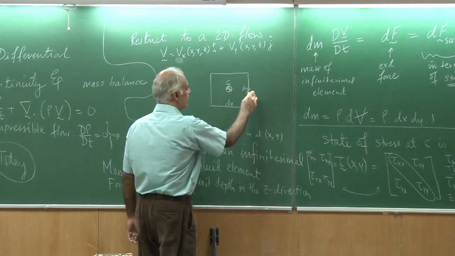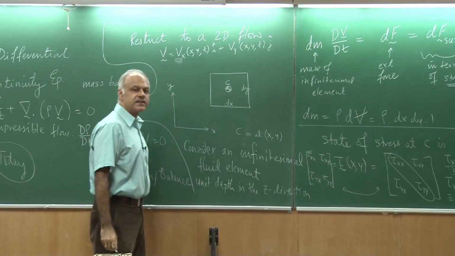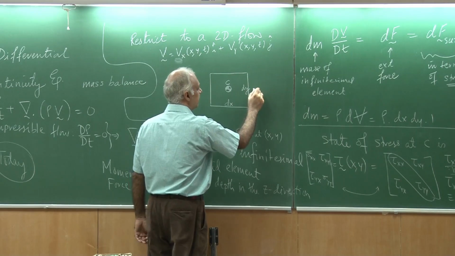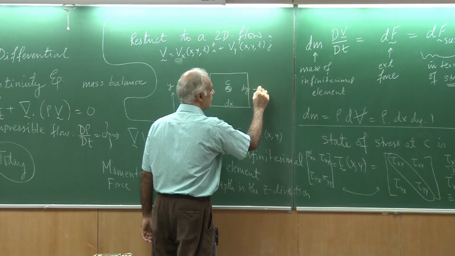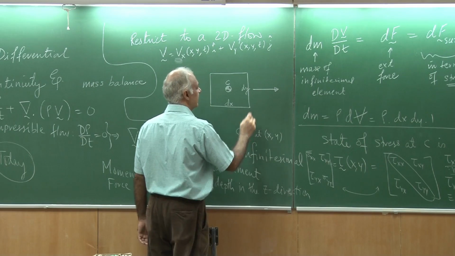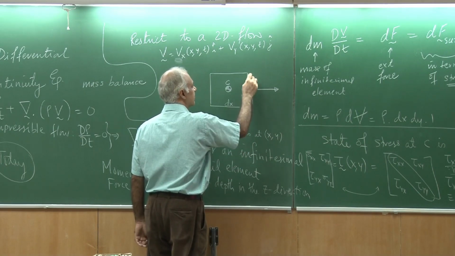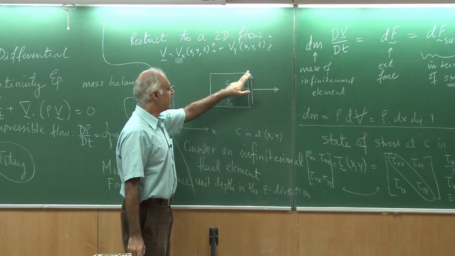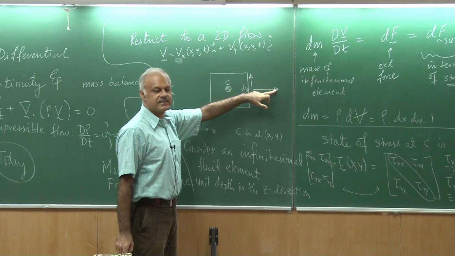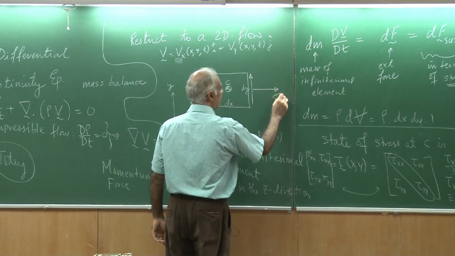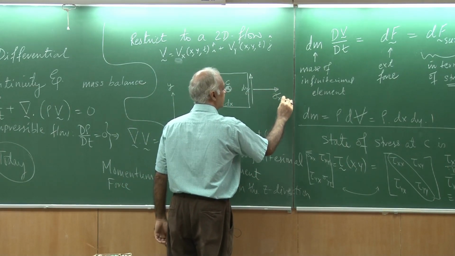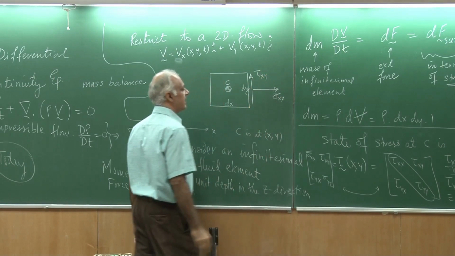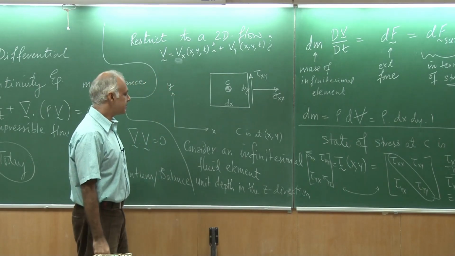So, let us start with the positive x face. This is the positive x face. There would be a force because of a stress in this direction, and there would be a force because of the stress in that direction. So, positive x face, x direction, and positive x face, y direction. We are going to call this sigma xx, and this is tau xy, right?